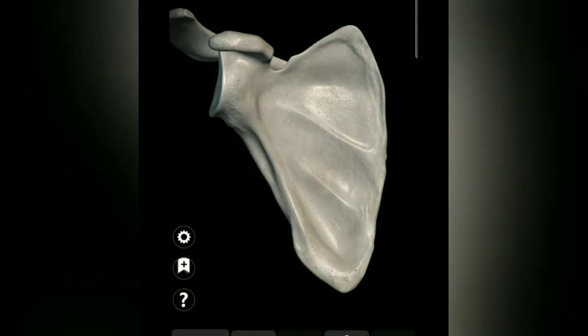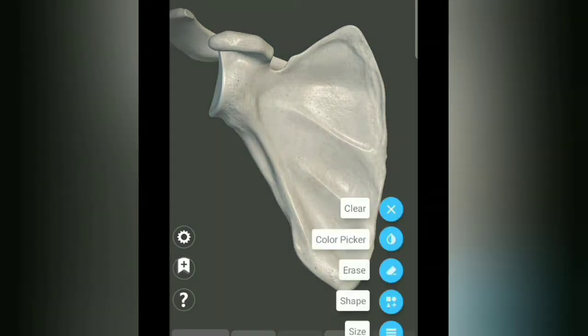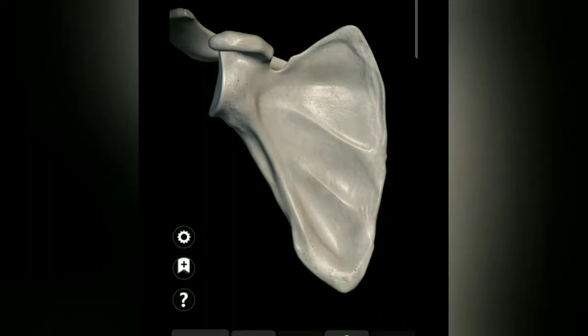The superior border is the shortest, so you can easily see this. The superior border is shortest near the root of the coracoid process. See, this one is the coracoid process, and near to the root there is the suprascapular notch. See, the name indicates that supra means superior, and it is present on the scapula, so it is the suprascapular notch.